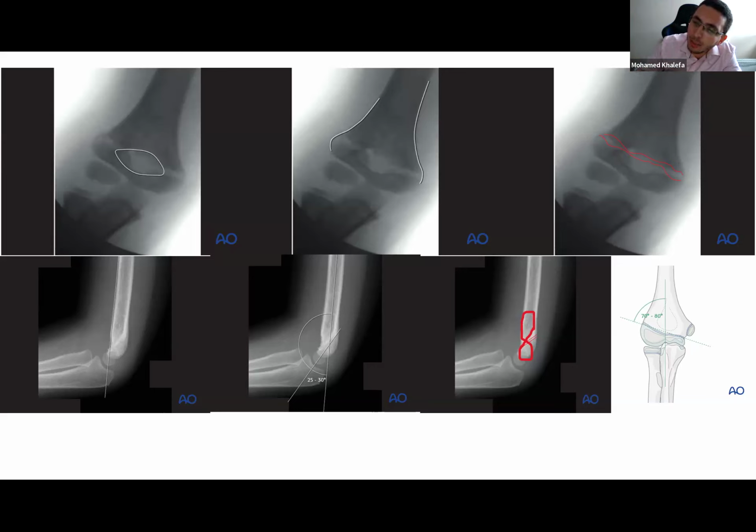And again, you say the 2 millimeter wire crossing 2 cortices, proximal and distal, okay? And it should be well above the fracture site. So it should be engaging the lateral and medial cortex, the columns itself.